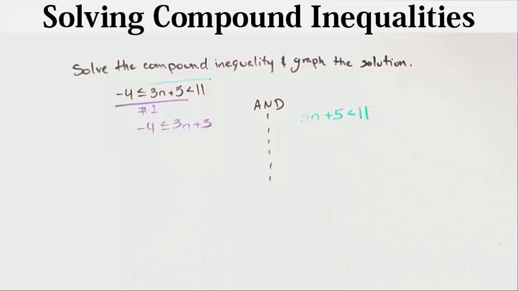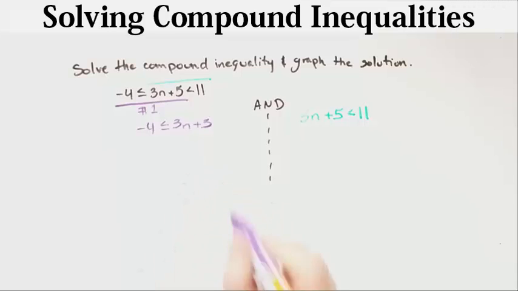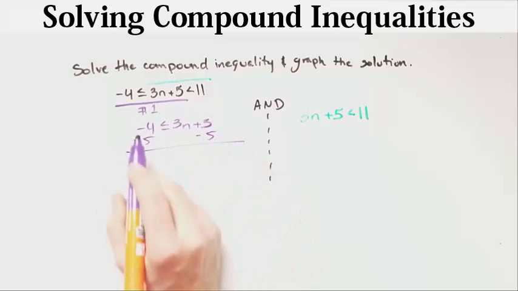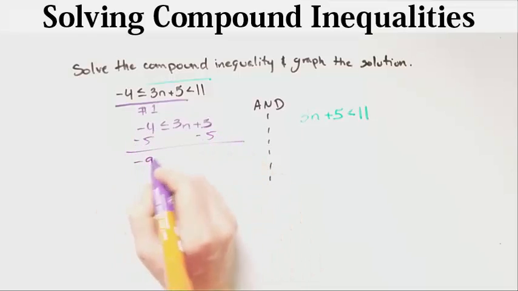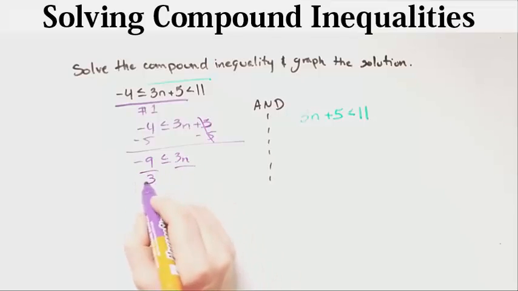So now we need to solve the first inequality. Order of operations going backwards meant I had to pair this positive 5 up with a -5. -4 minus 5 is -9, less than or equal to 3n. Positive 5 minus 5 turns to 0, so they disappear. Now I'm going to divide both sides by 3.